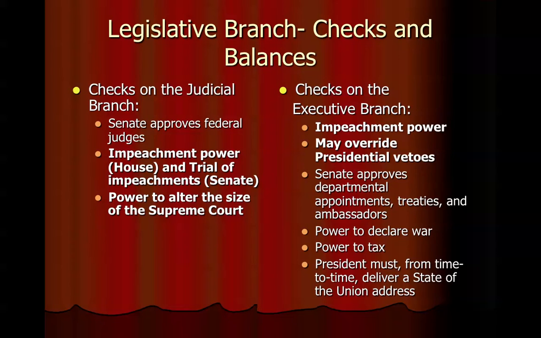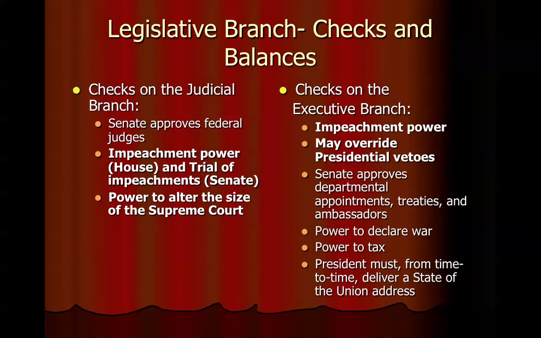Checks on the executive branch. This is our president's branch. You'll learn more about that this week as well. Obviously, we talked about impeachment power. They may override presidential vetoes, and we'll talk about that this week as well. What a presidential veto is, it basically means that a president, if he or she does not like a law, and I know I say she, we haven't had a female president yet, but I believe in your lifetime that we will, can choose to veto the law. In other words, they can choose to cancel it.